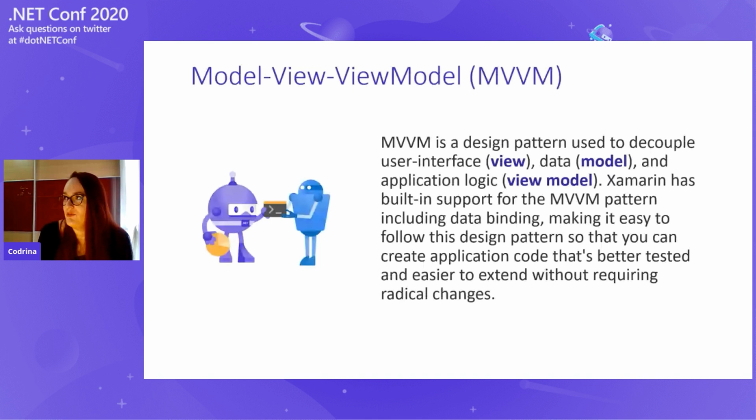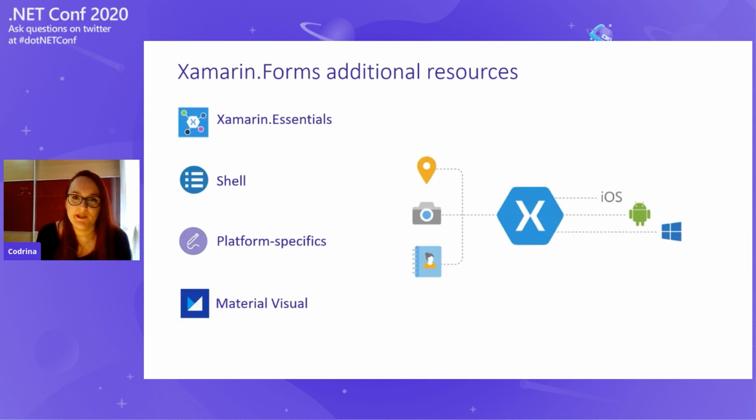So Xamarin has the built-in support for it. We already saw the data binding, and I think it's very easy for you to use if you're already familiar with it. Now I want to speak about some additional resources that you can use while building your application. There is a library called Xamarin Essentials. There is the Shell pattern that we also saw in the demo. You can also use some platform specific or the material visual.